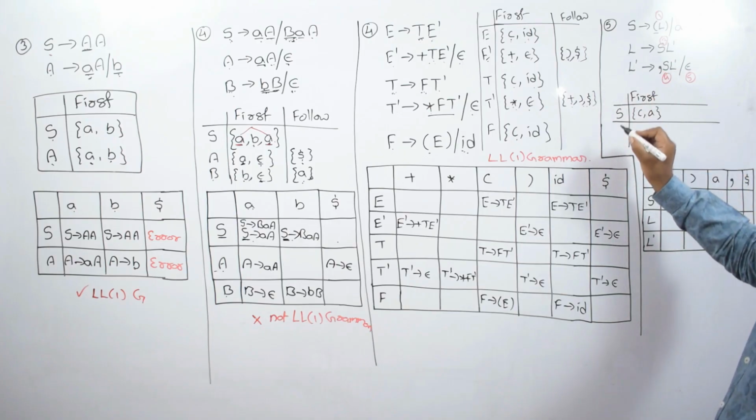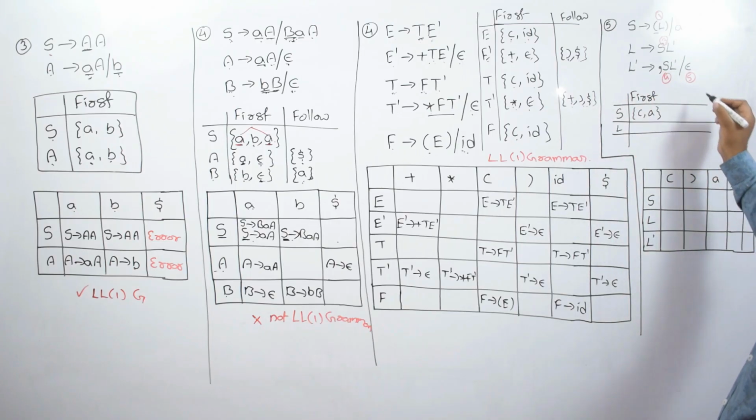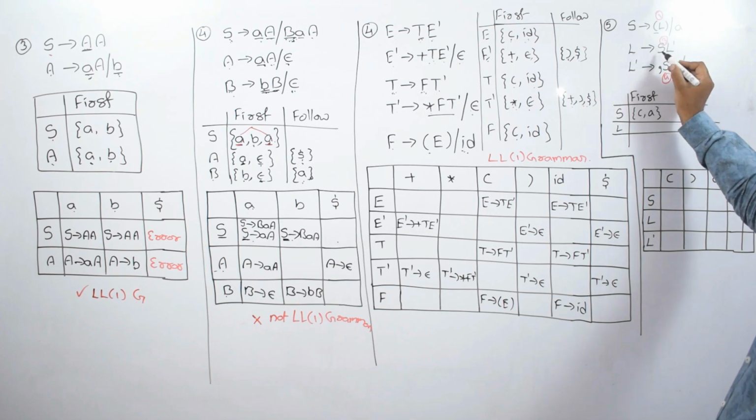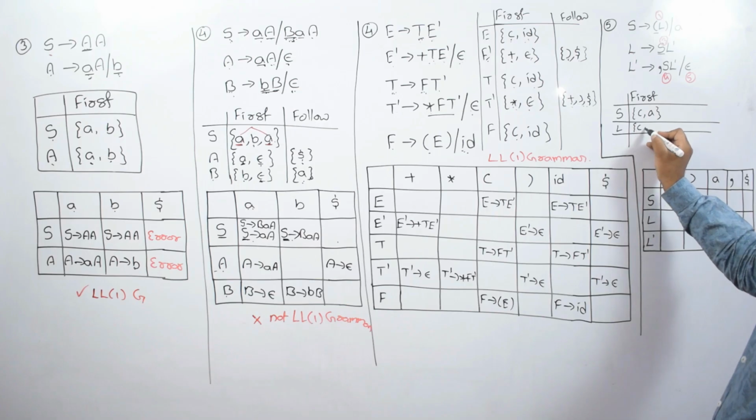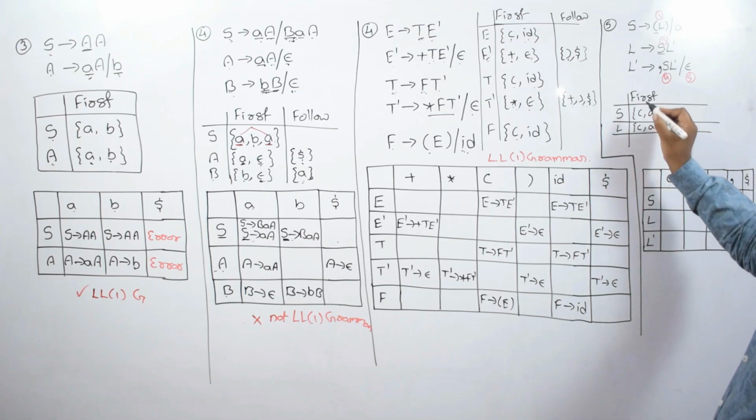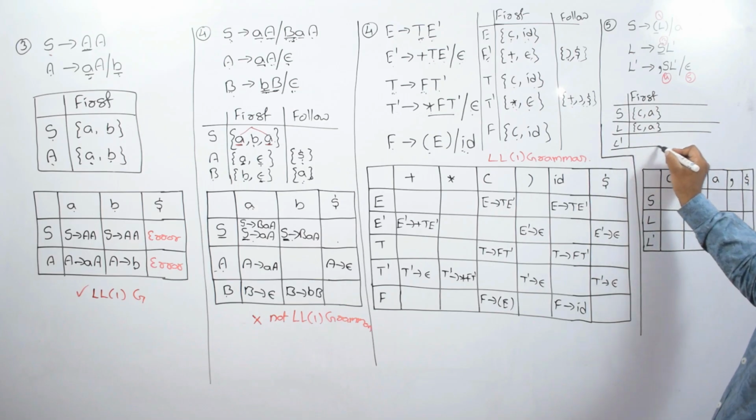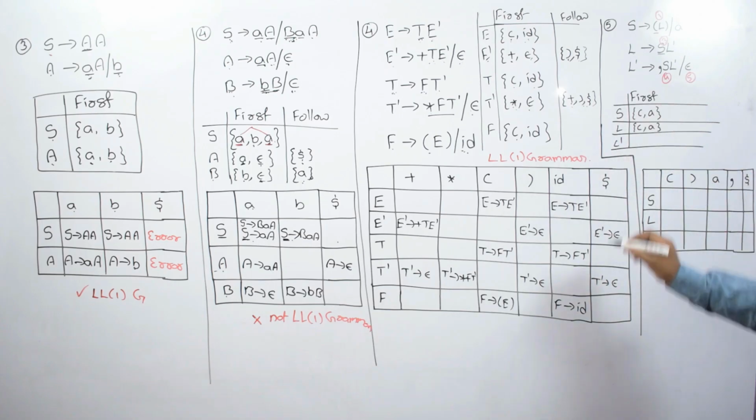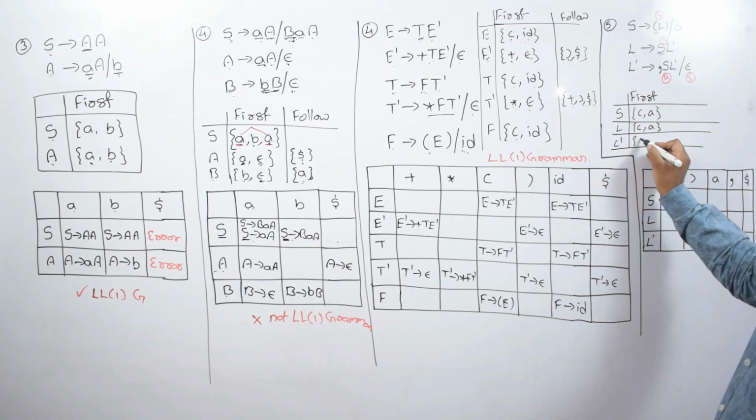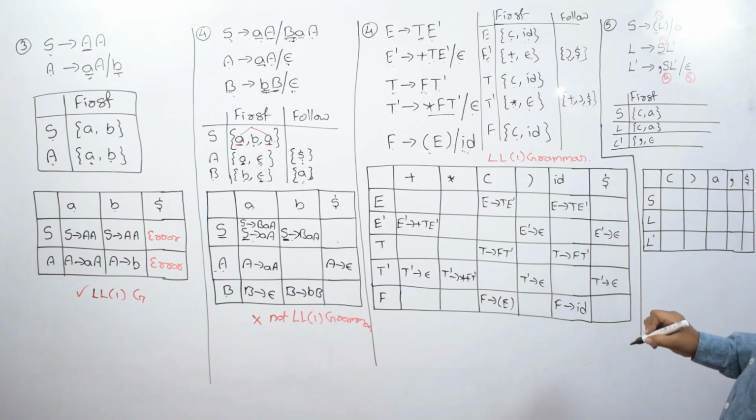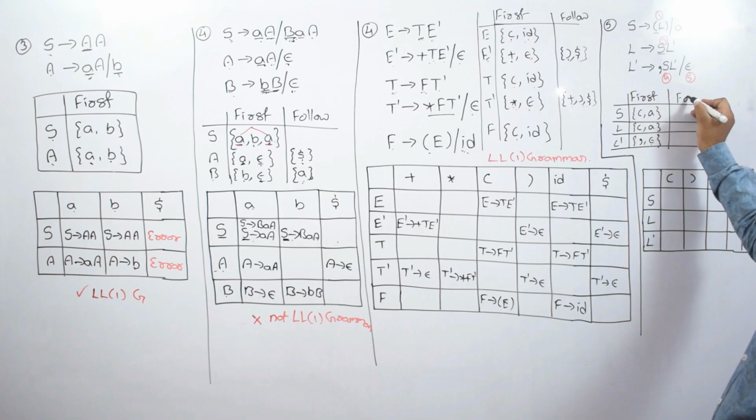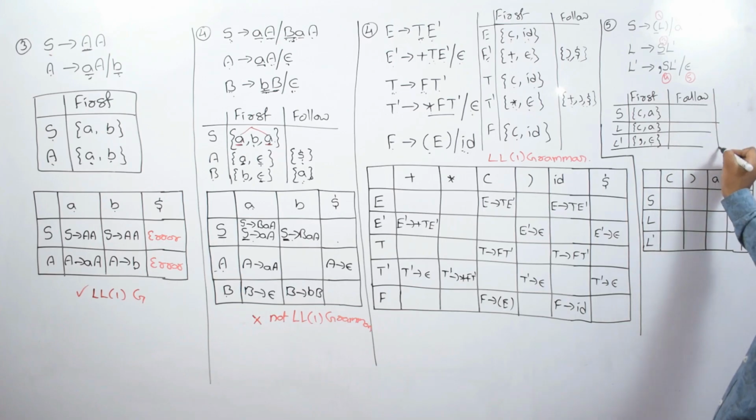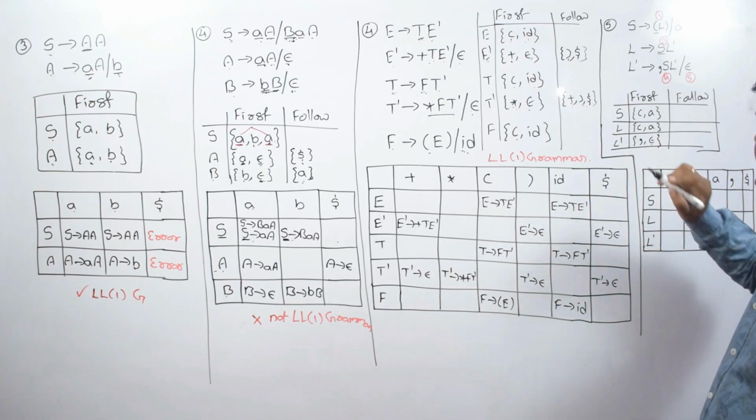Okay. Then first of L is what? So, first of L will become first of S actually. So, that is why open brace, A. Now, first of L dash is what? So, first of L dash here is comma and epsilon. Because we have epsilon, we are going for follow for that particular non-terminal L dash. Okay. So, follow of L dash is what?